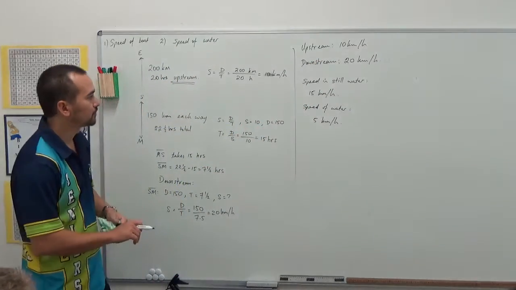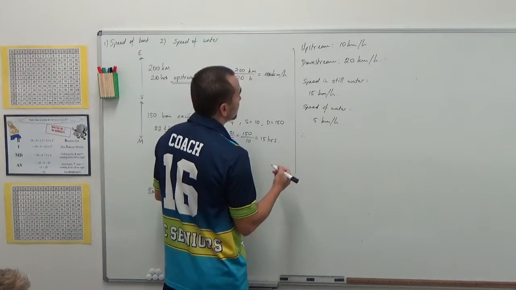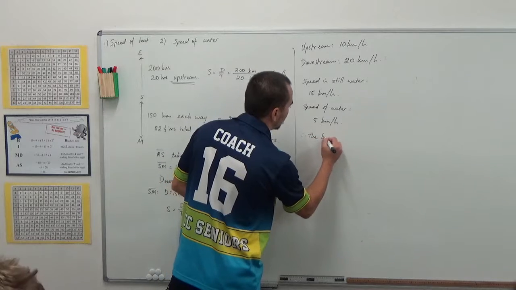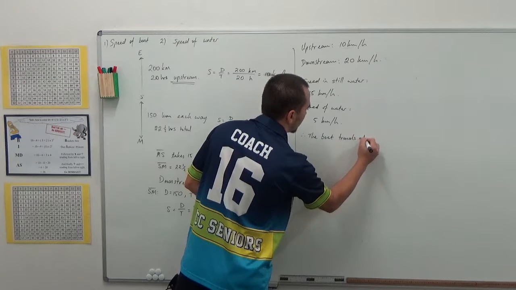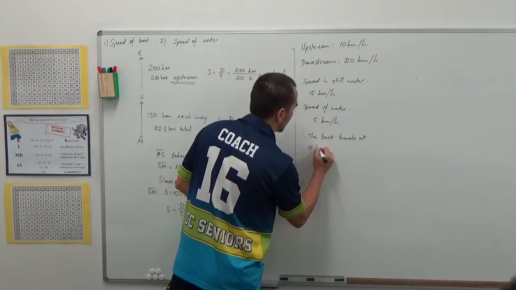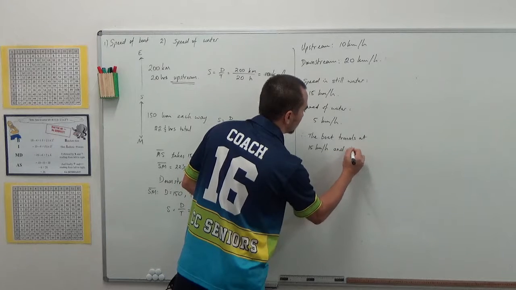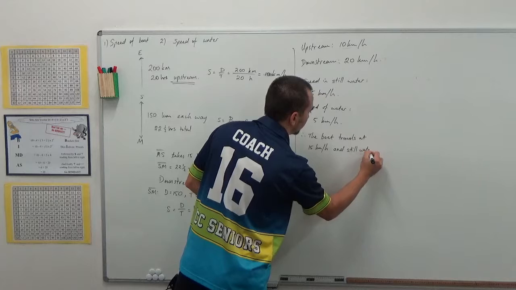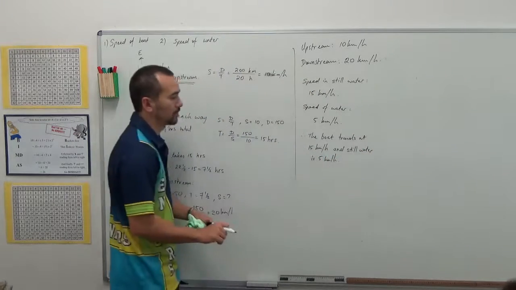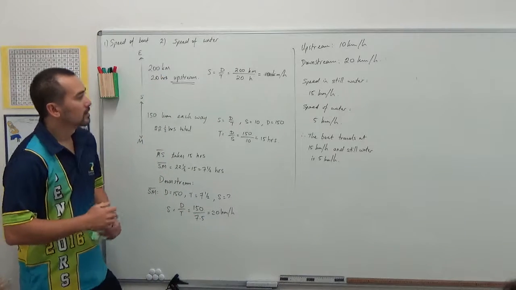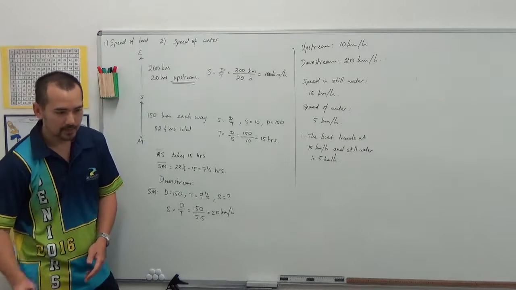So let's just write a little conclusion then. The boat travels at 15 kilometers per hour and the water is 5 kilometers per hour. Okay. Now, let's leave it there.